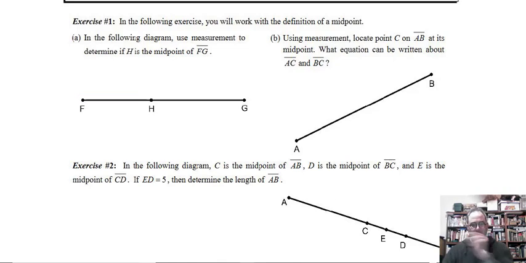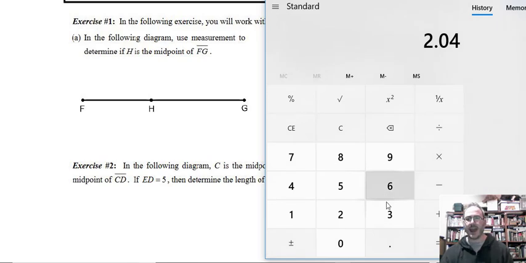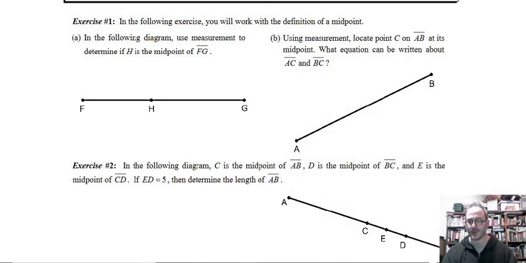All right, let's go to part B. Using measurement, locate point C on AB at its midpoint. So we're going to use measurement to find a midpoint. Again, I'm using this digital ruler here. I'm getting a measurement of 3.73. Let me bring up that calculator again. What's half of 3.73? Clear. 3.73 divided by two gives me 1.86. Well, I'll call it 1.87. We'll round up there. 1.87. We're going to get real precise here.